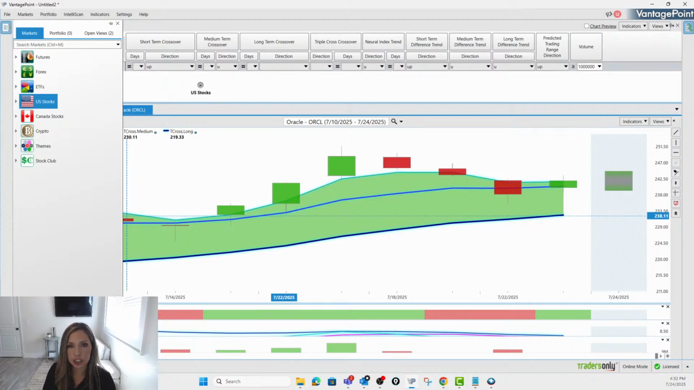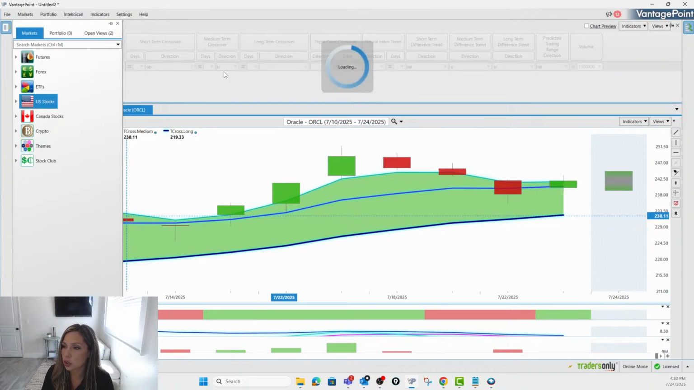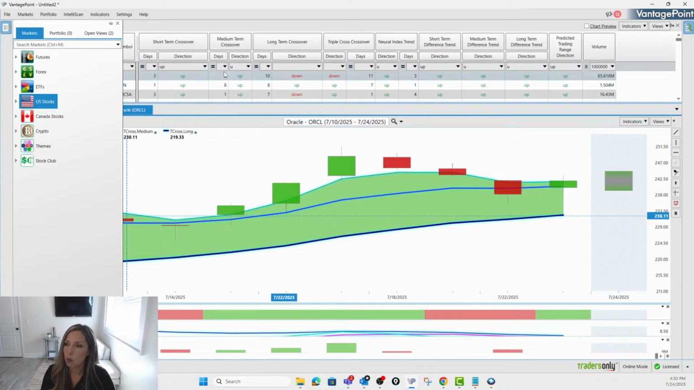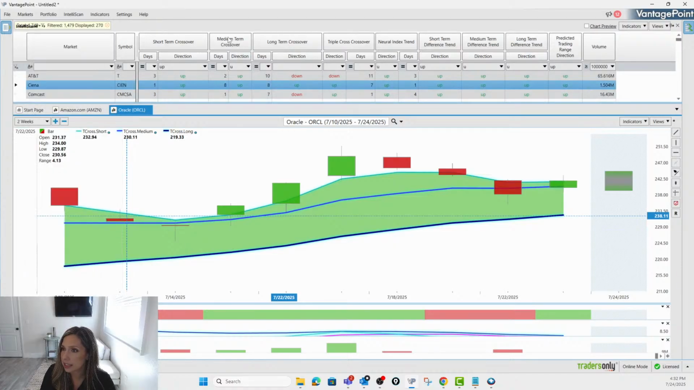You can see I literally just drag and drop those into the IntelliScan, and that's going to filter and sort through all of the US stocks that we actually forecast for, looking for areas of opportunity where our criteria that we've set in the scans, our filters, are met. And so you can see here, we now have an IntelliScan that out of 1,749 assets actually filtered out many of them and displayed 270.